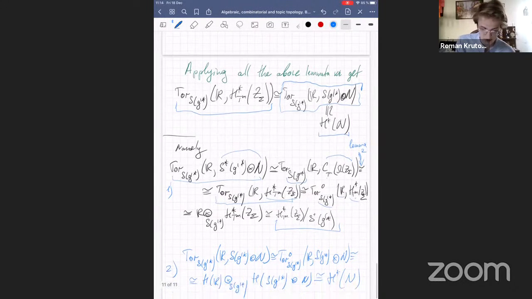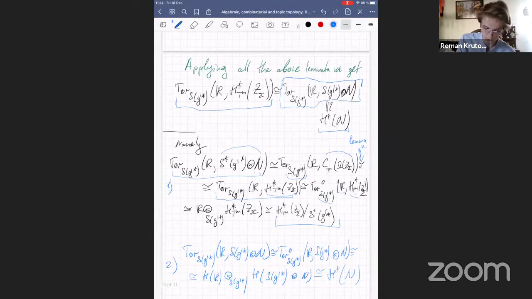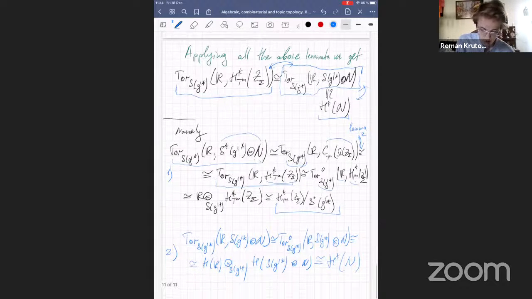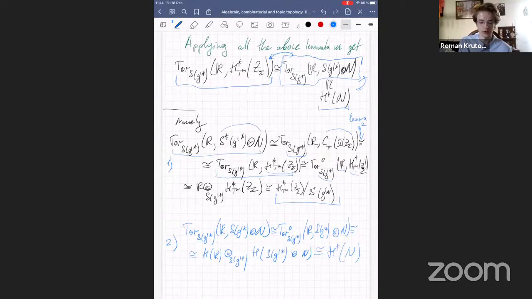And secondly, we now went from here to here, and now to go from here to here, we use that we already proved that this Tor algebra is isomorphic to the zero Tor, and then it means that it's a tensor product of the homology of this algebra and this algebra here, and this is the homology we were looking for.